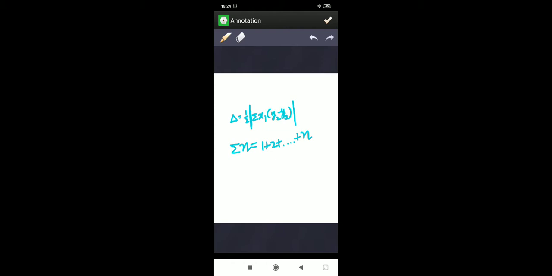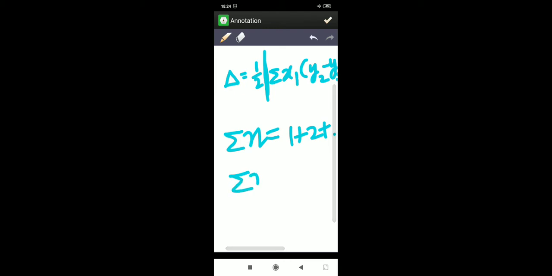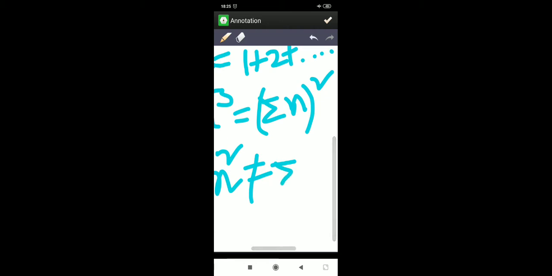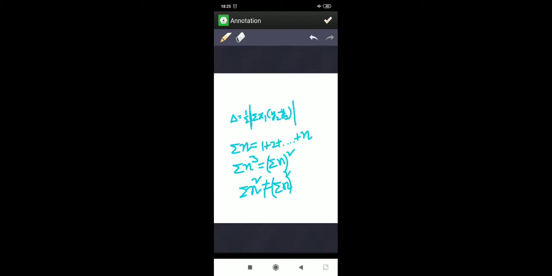For sigma n cube, there is one formula, that is nothing but sigma n whole square. And also remember, sigma n square is not equivalent to sigma n whole square. In algebra, generally we say (a plus b) whole square is not equivalent to a square plus b square. No, it can be written as a square plus b square plus 2ab. Similarly, you should remember these properties of sigma.